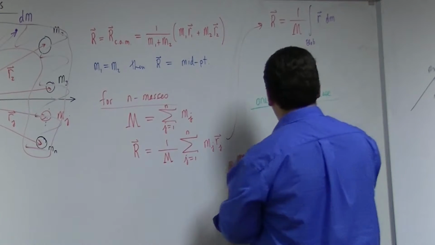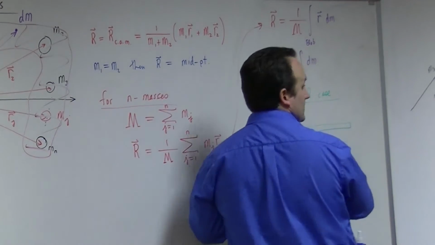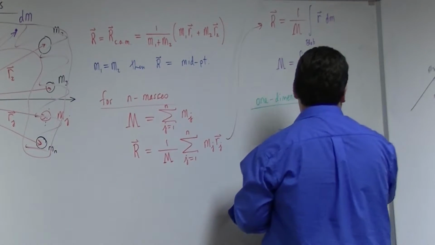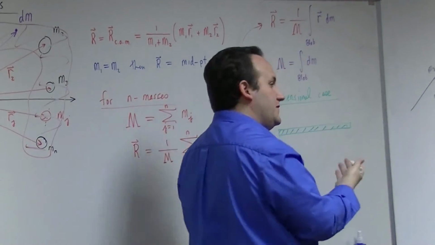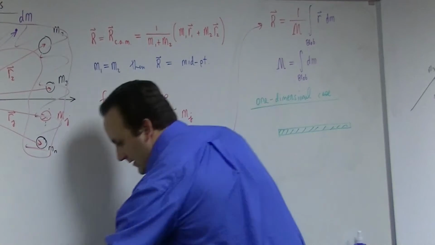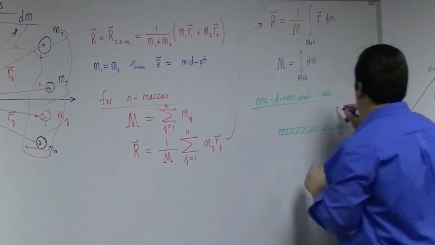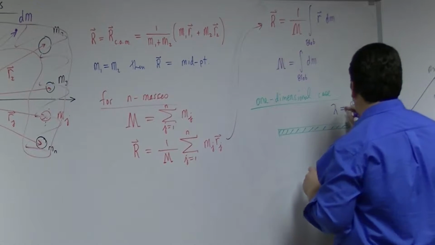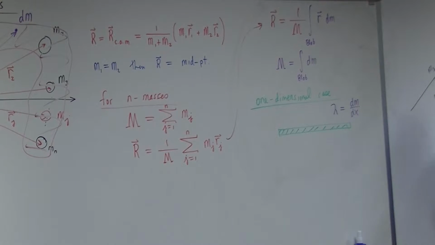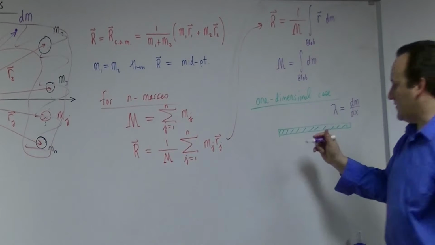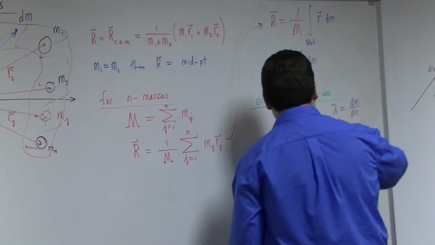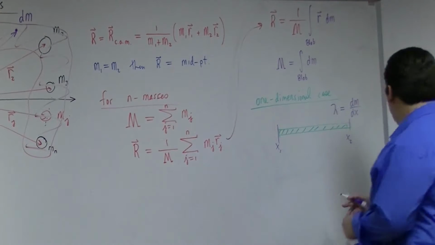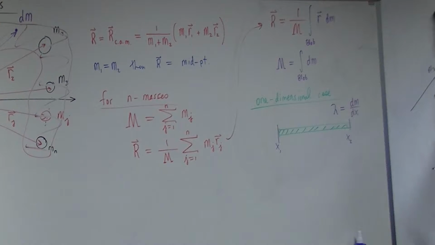In the one-dimensional case, we'd have something like this, some kind of stick with some mass distributed along it. I usually use lambda, this Greek symbol. Lambda is equal to the mass per unit length, or dm dx. If I have lambda, which is dm dx, over some finite range, say x goes from x1 to x2, you can ask, what's the center of mass of such a stick?